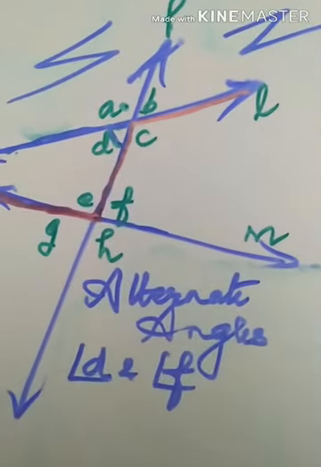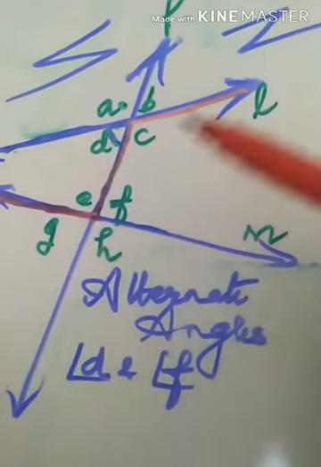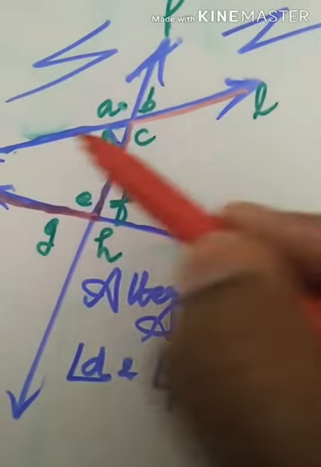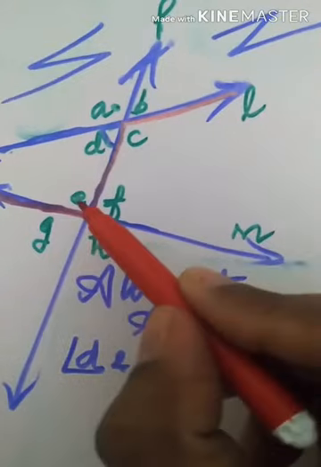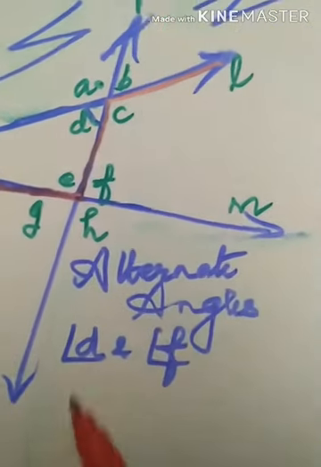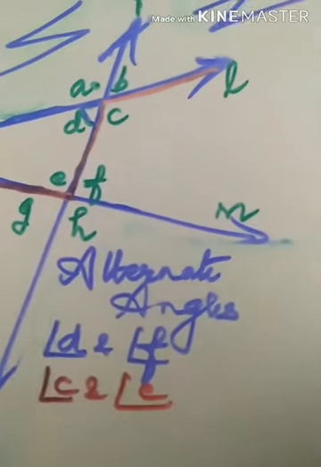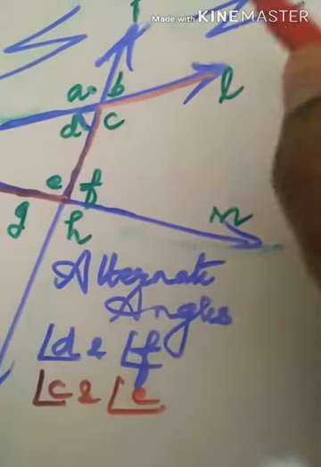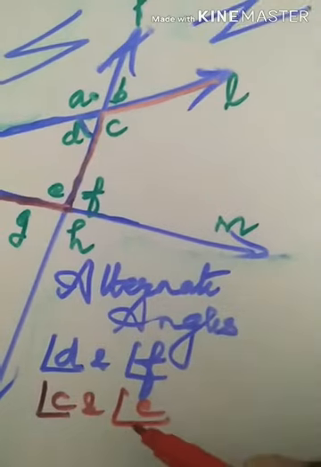Angle E. So alternate angles: one angle lies on one side of the two given lines, and the other lies on the other side of the given lines. The one is C and the other is E. So the next pair is angle C and angle E. For you to remember, think of the alphabet Z. So these are alternate angles, which are interior alternate angles.